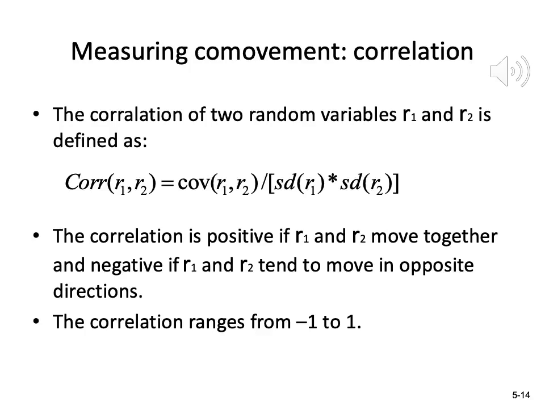The correlation is a number ranging from -1 to 1. If the correlation is positive, it means the two stocks will move together. If the correlation is a negative number, then the two stocks tend to move in opposite directions. If the correlation is 1, it means the two stocks are perfectly positively correlated. If the correlation is -1, it means the two stocks are perfectly negatively correlated.